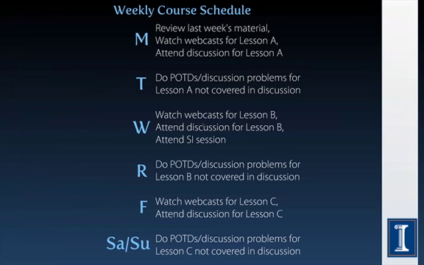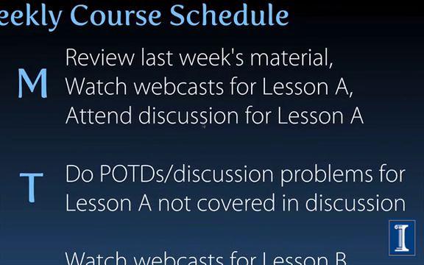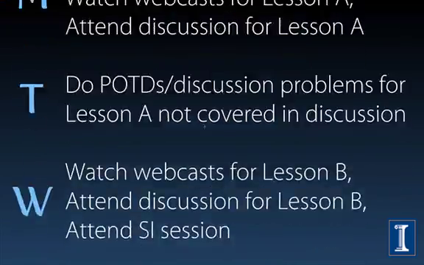So here's a typical weekly course schedule that you might use. 3 lessons are associated with each week, and in this schedule I've called them A, B, and C. So on Monday and Tuesday, you would address the first lesson of the week and perhaps review last week's material on Monday. And then on Tuesday, you would do POTDs and discussion problems for the first lesson that were not covered in discussion. So you could attend discussion on Monday or Tuesday, but after you've attended, be sure to go back and revisit problems that were not covered in the discussion.